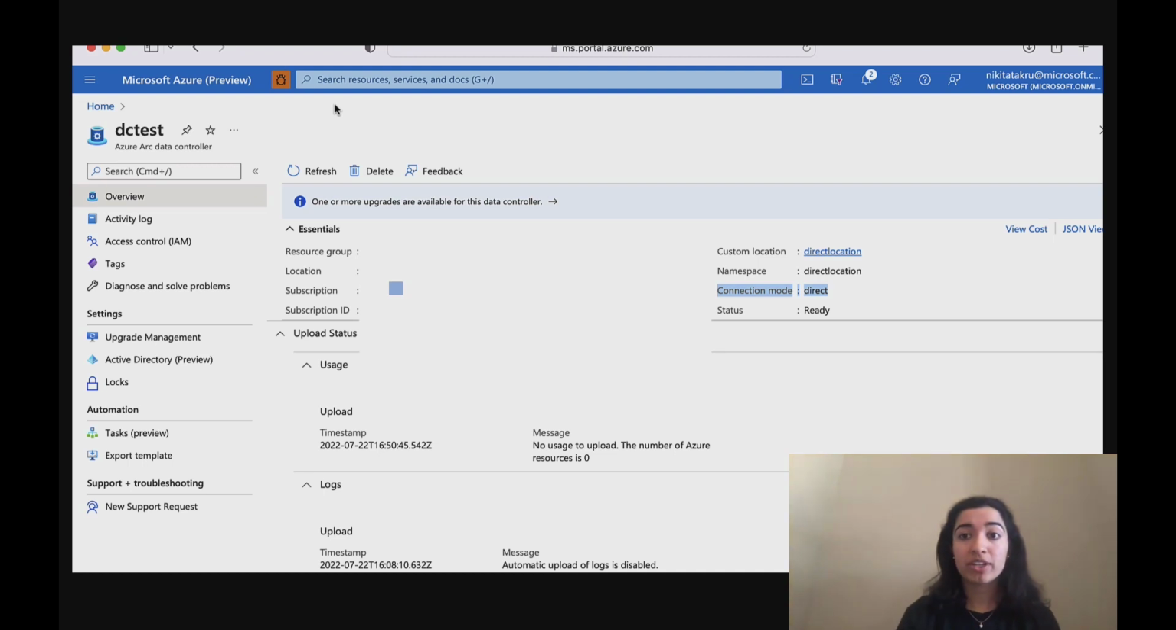But we will stop here at this point for the data controller in directly connected mode as it's up and running. And now what we're going to look at is, now that we have our AKS cluster and our data controller in directly connected mode, how do we create a SQL managed instance on top of it? And that's the next piece we're going to do.